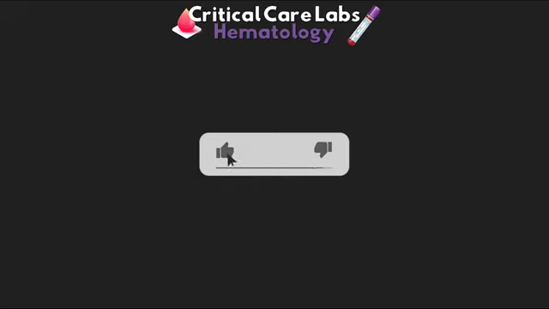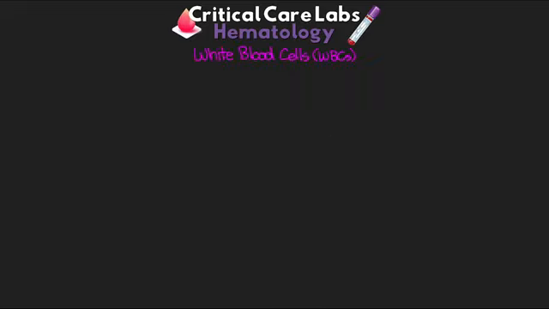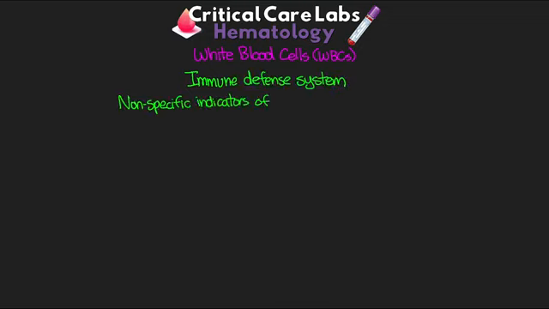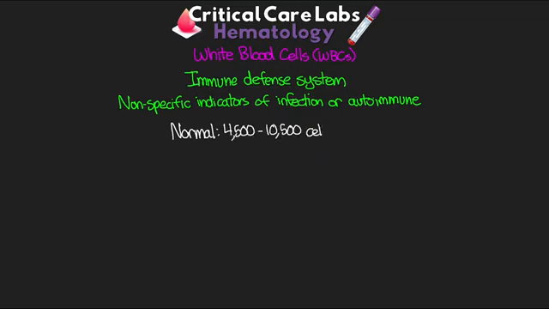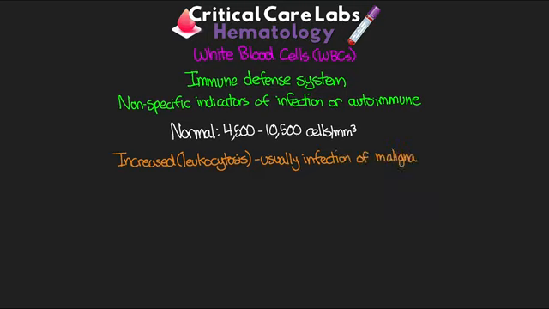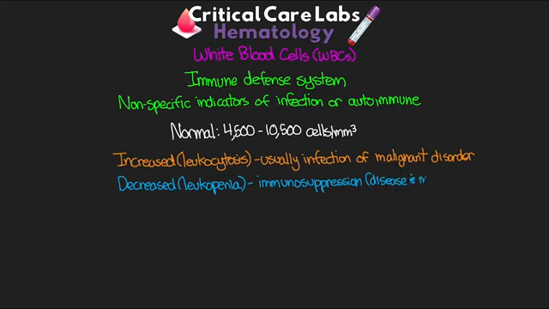All right, so next let's move on and talk about the next type of cell in our blood, and that's our white blood cells. These white blood cells are present in the blood and are a part of our body's immune defense system. They can serve as non-specific indicators of infection or autoimmune disorder. For this value, normal is 4,500 to 10,500 cells per millimeter cubed. Increased levels, which we call leukocytosis, are usually an infection or some malignant disorders such as leukemia. Decreased levels, or what we call leukopenia, we see with immunosuppression due to either disease or medication.